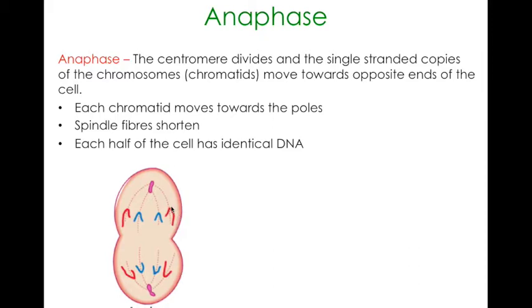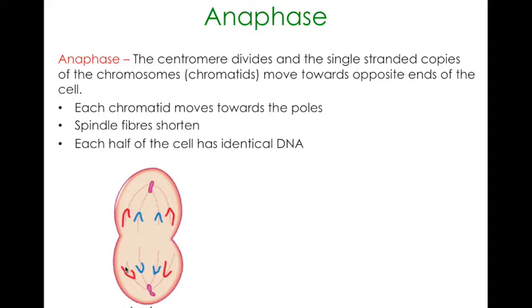The only exception would be if some sort of mutation occurs during this phase to change the DNA, but otherwise we can expect this half here to be completely identical to this half here. Otherwise the process wouldn't produce identical daughter cells and we would be slightly in trouble.